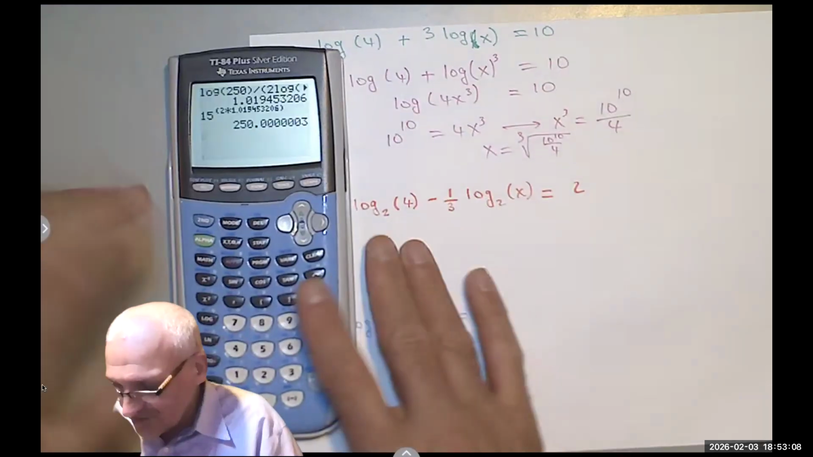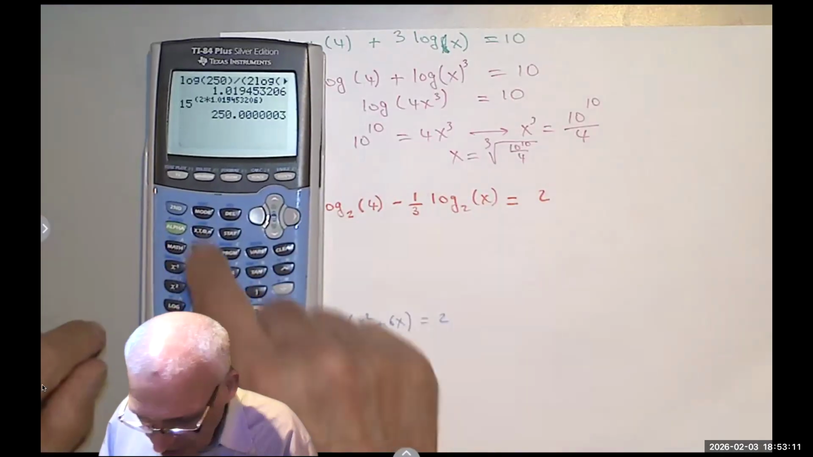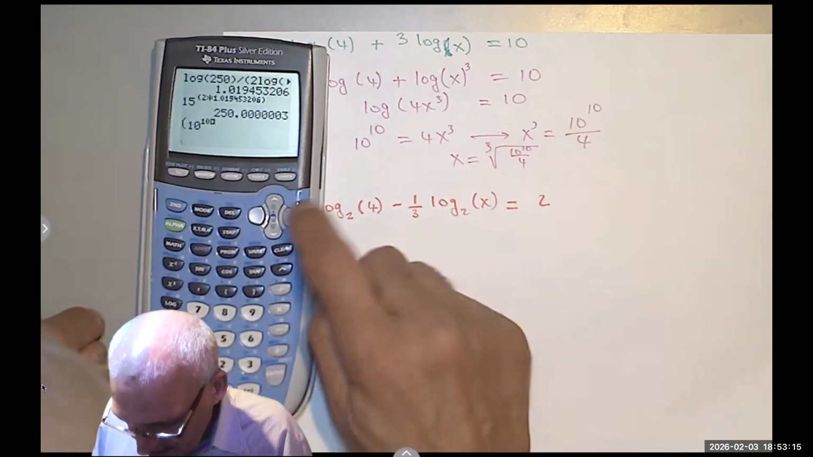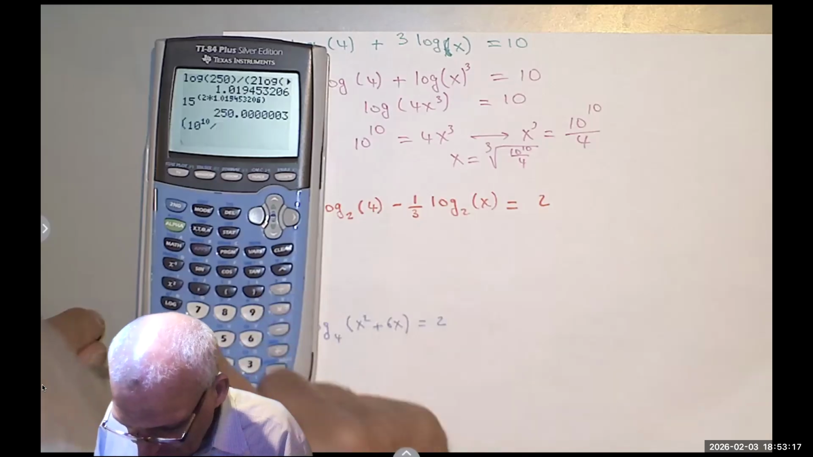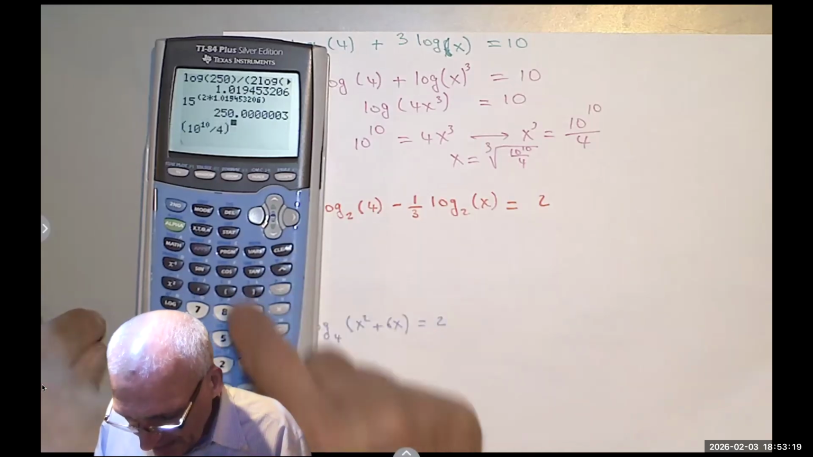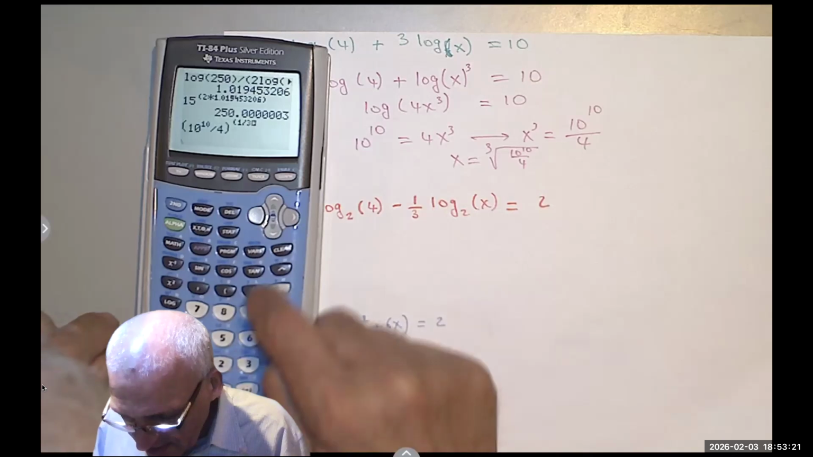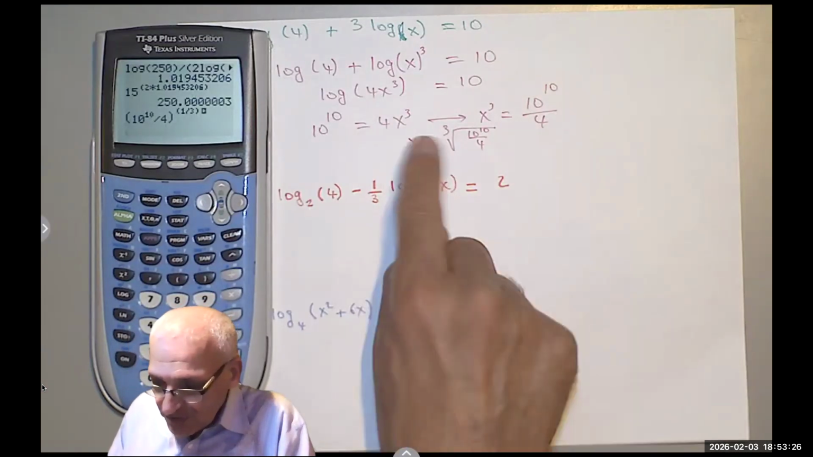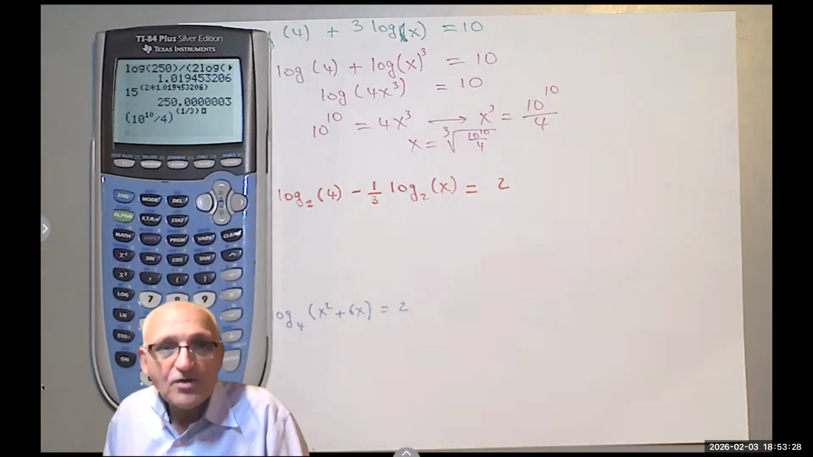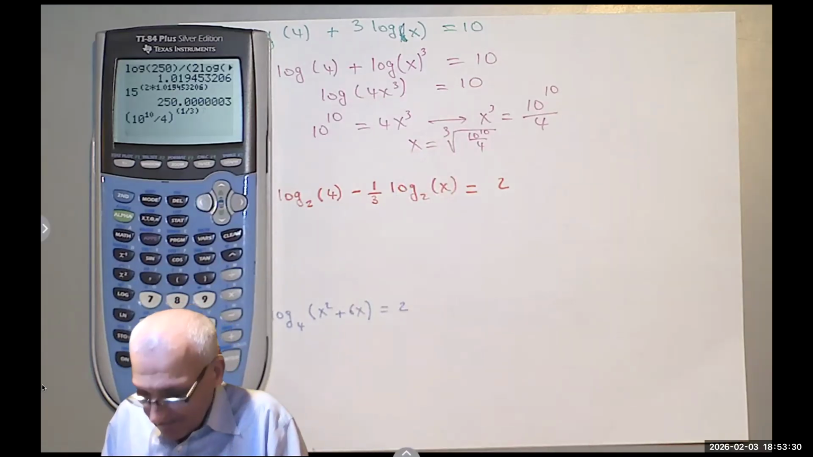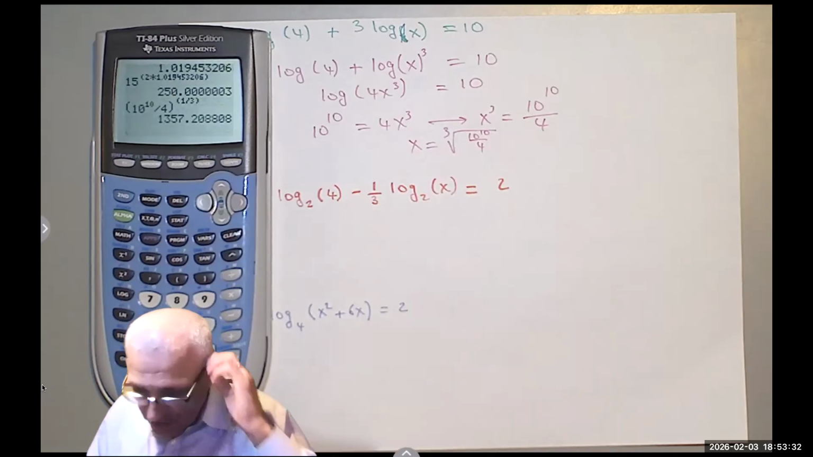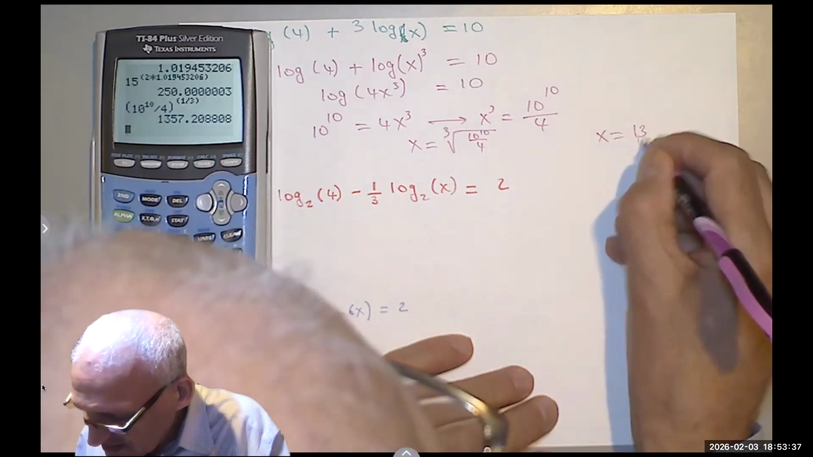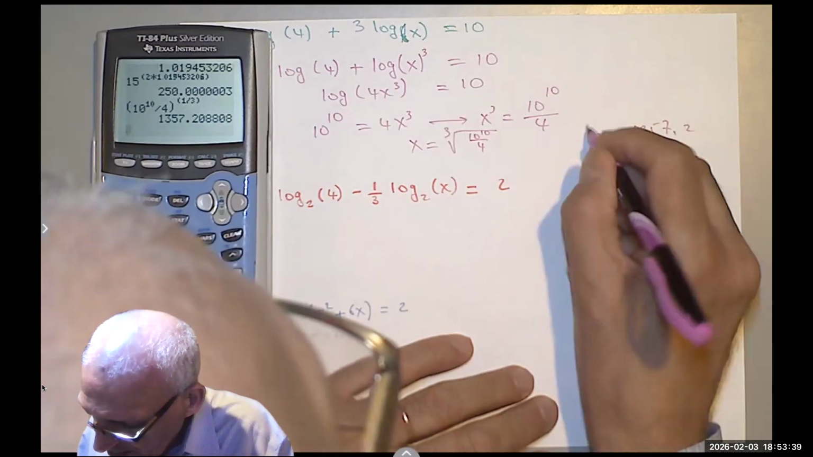Like in the thousands, right? Okay, so what is 10 to the 10 divided by 4, and then raise this to the power of 1/3. I don't need the parentheses, but just to make it easy. Cube root is 1/3, power of 1/3, right? I told you in the thousands. So here, x equals 1357.2.